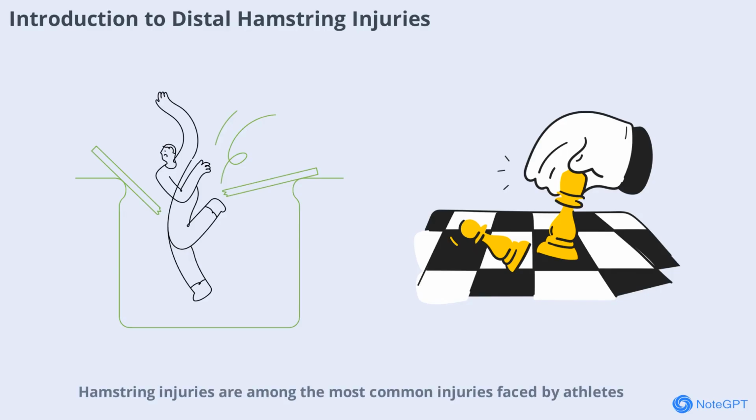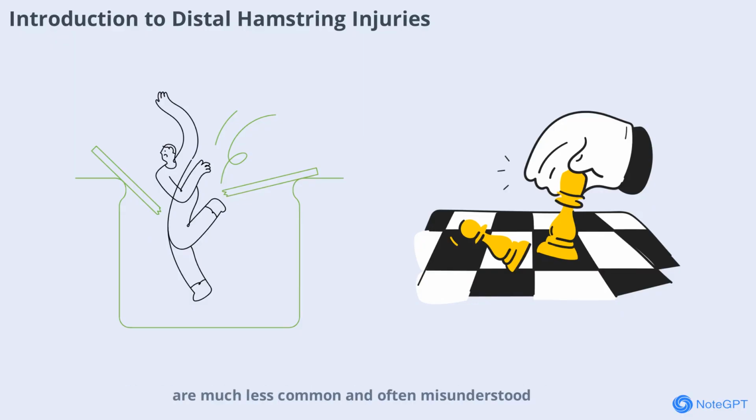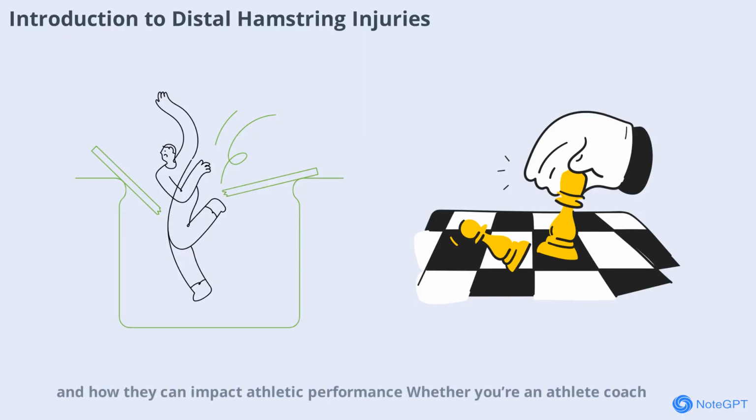Hamstring injuries are among the most common injuries faced by athletes, but most people are familiar with strains that occur higher up in the muscle. Distal hamstring injuries, those that happen closer to the knee, are much less common and often misunderstood. This video will explore the anatomy, causes, diagnosis, and treatment of distal hamstring injuries, helping you understand why these injuries matter and how they can impact athletic performance.